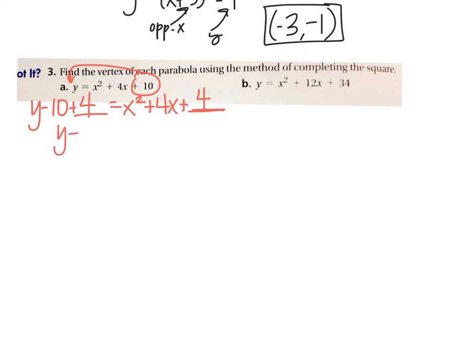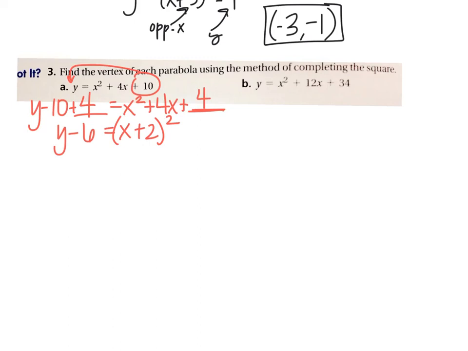So that's going to be y minus 6 equals x plus 2 squared. So what I did is I went ahead and factored that. The whole point in completing the square there was so I could factor it. That now it's a perfect square trinomial, and its factors are x plus 2 and x plus 2.